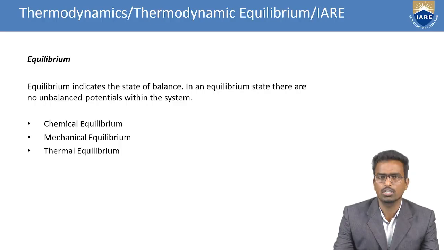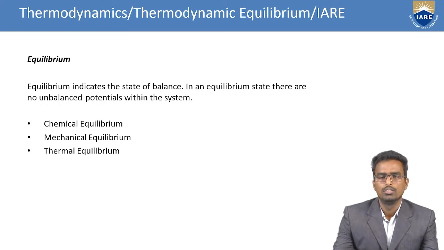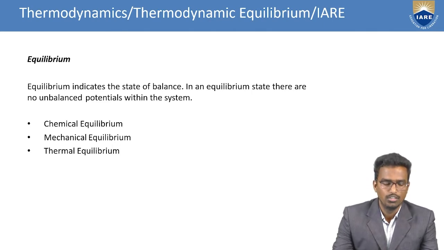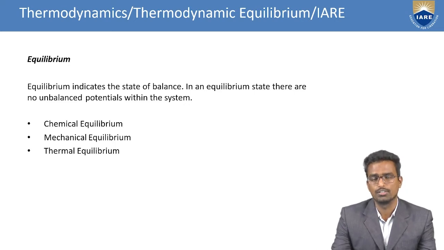In the definitions of thermodynamics, we have to know equilibrium conditions. While dealing with the applications of thermodynamics, we come across equilibrium conditions. So, what is equilibrium? Equilibrium indicates a state of balance. In an equilibrium state, there are no unbalanced potentials within the system. So if there are no unbalanced potentials, then we can call it an equilibrium condition.